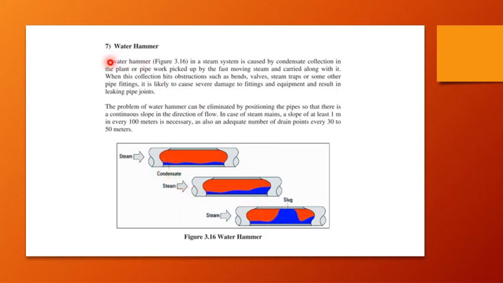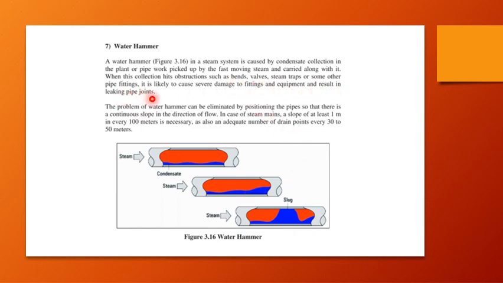Water hammering is caused by condensate collecting in the pipe, or on the pipe wall, being picked up by the fast moving steam and carried along with it. So if the condensate keeps on increasing here and steam comes in, the condensate will also flow with it, and if there is any bend in the pipe, when this collection hits an obstruction, such as bends, valves, steam traps, or some other pipe fittings, it is likely to cause severe damage to fittings. This condensate will cause severe damage to the fittings and equipment and result in leaking pipe joints.